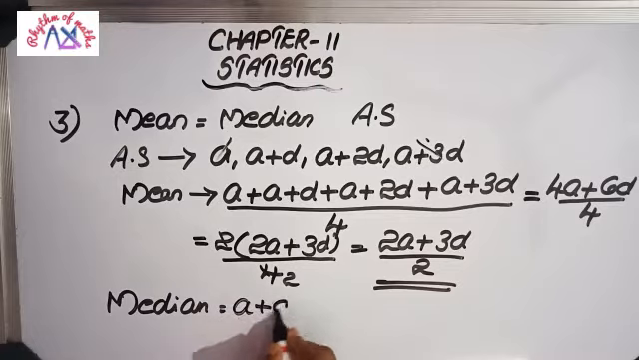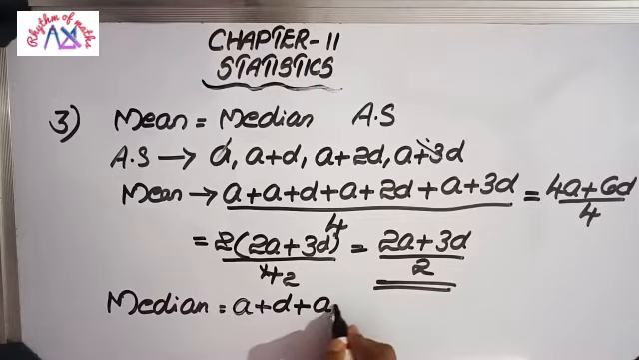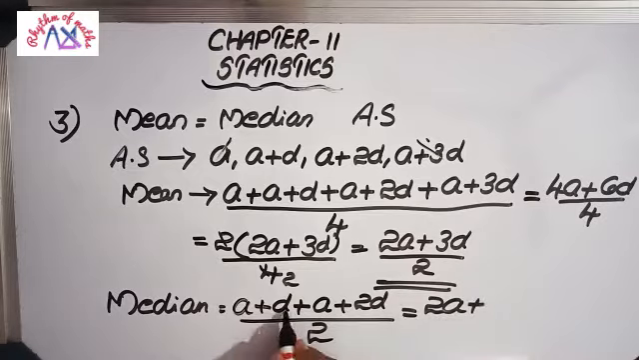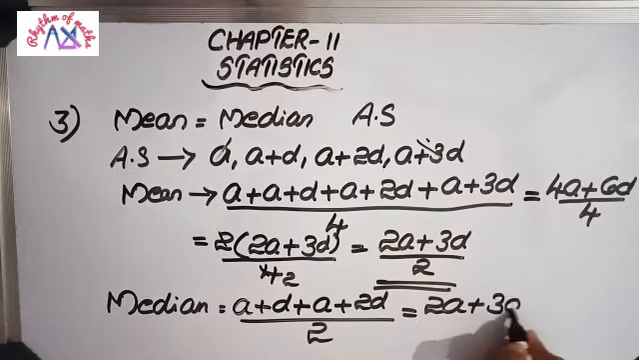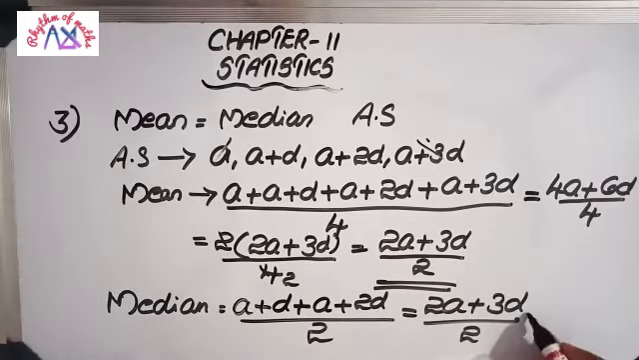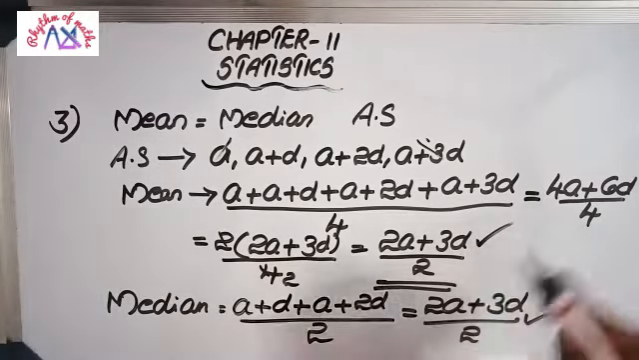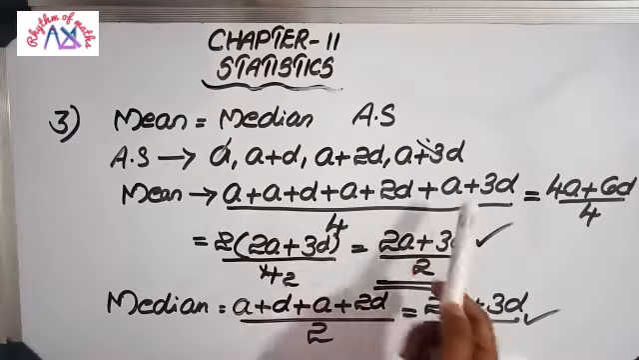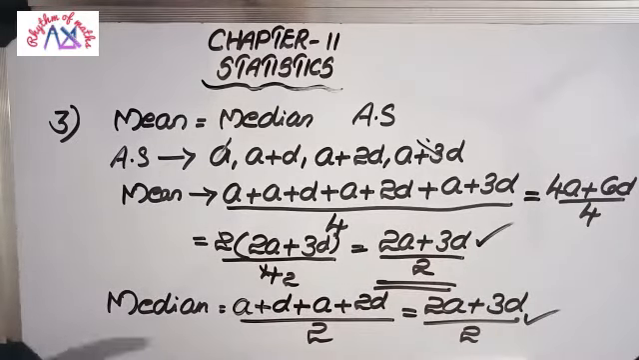So A plus D plus A plus 2D, divided by 2. That is 2A plus D plus 2D, which is 3D, by 2. That is (2A plus 3D) by 2. This is the median answer. This is the mean answer. Both we got as the same answer. So for an arithmetic sequence, mean and median will be the same.